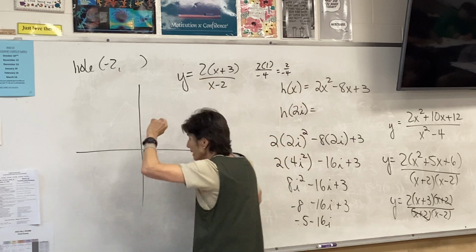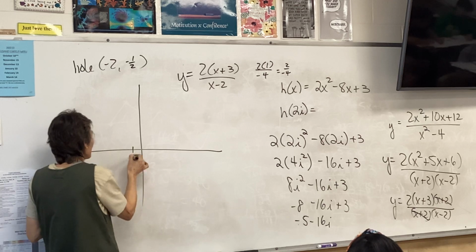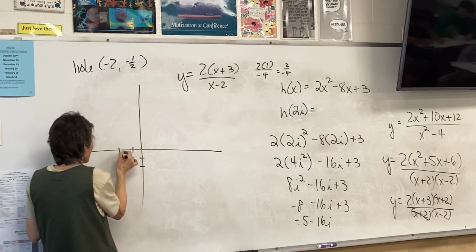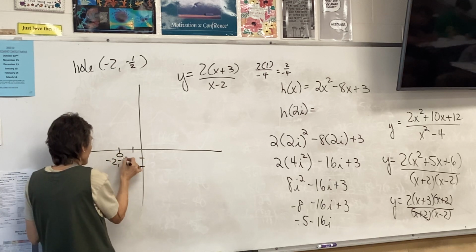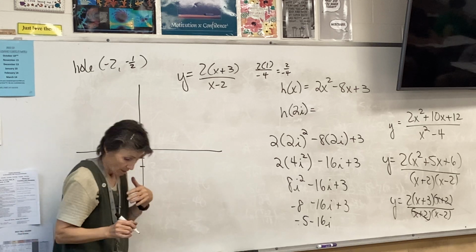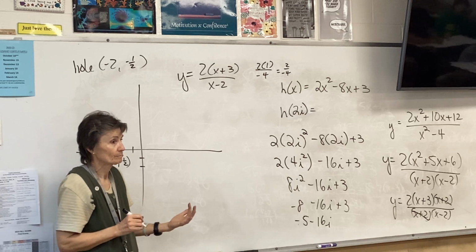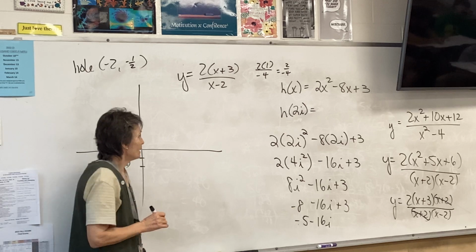Do you get negative 1/2? So if I'm graphing, I'm going to have a hole at negative 2, negative 1/2, an open dot in my graph. The hole comes from what cancels out, right? Okay.